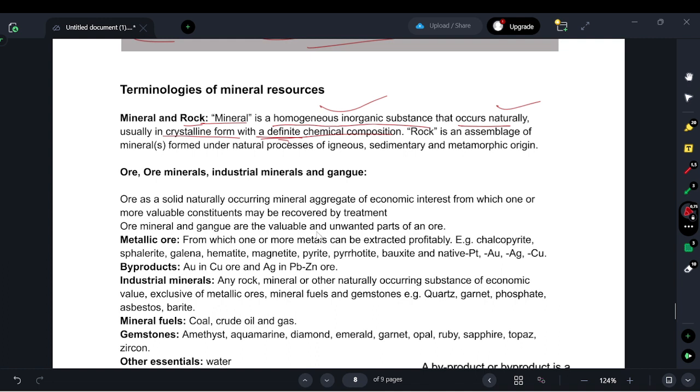Now what is a rock? Rock is an assemblage of minerals. What is a rock? Rock is an assemblage of minerals which form under natural processes, and it can be of igneous, sedimentary, or metamorphic origin.